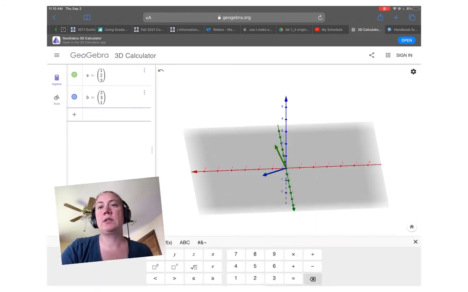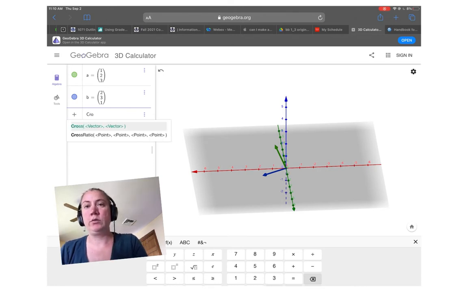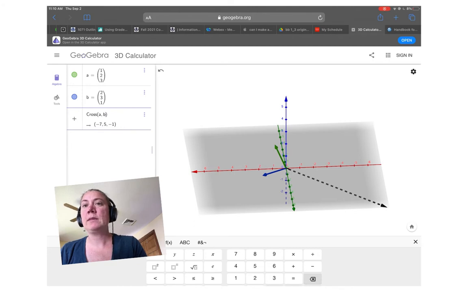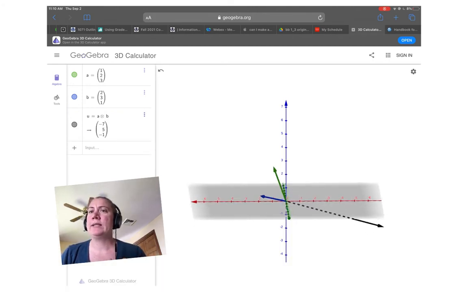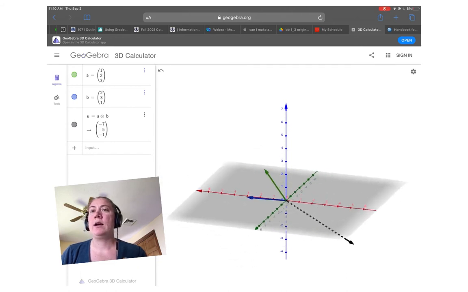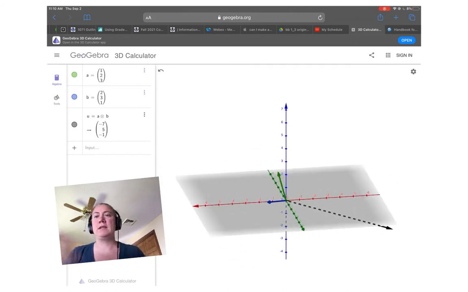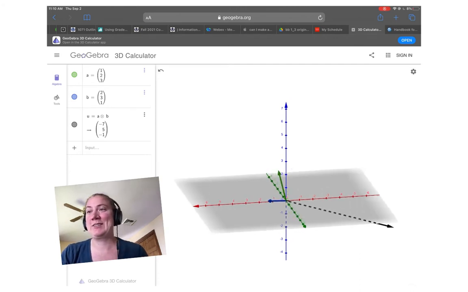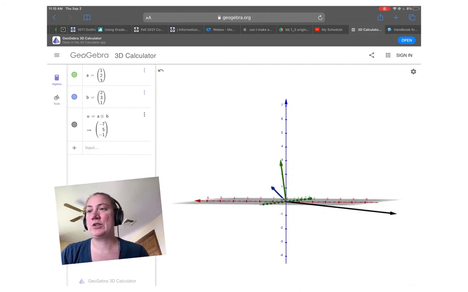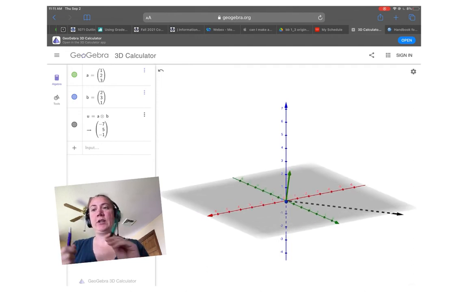So I'm going to type it into GeoGebra here. So we'll use cross, and then I'll just put A comma B. And that'll both give me the cross product of those two vectors, as well as give me the vector in the screen. So we can see its direction is that direction we saw. So let's do that one more time.